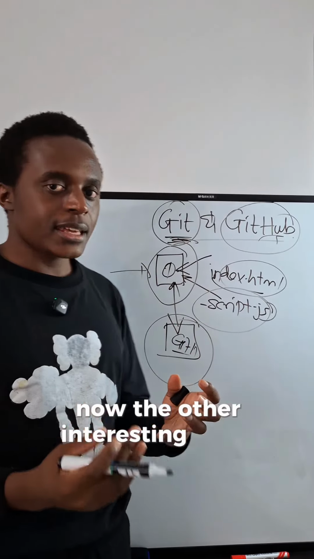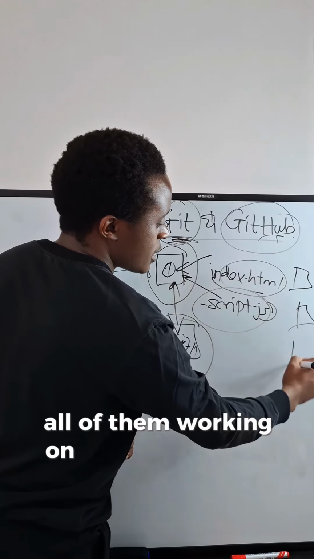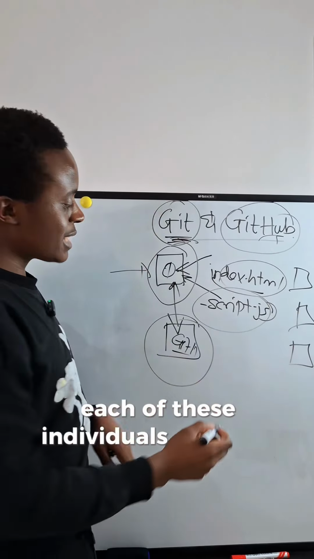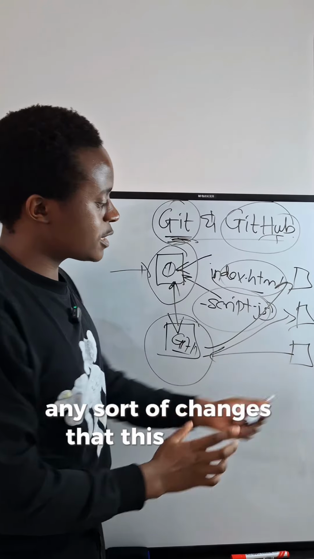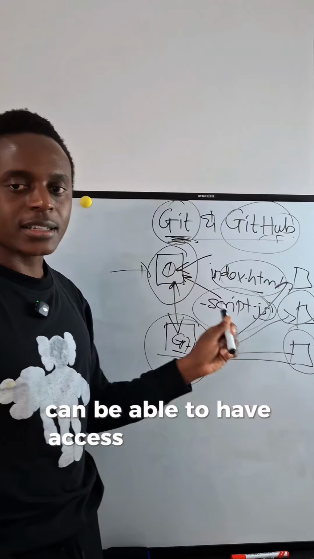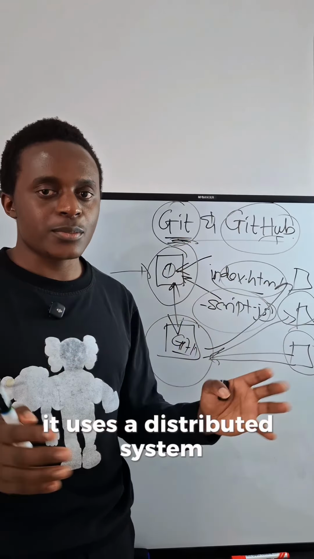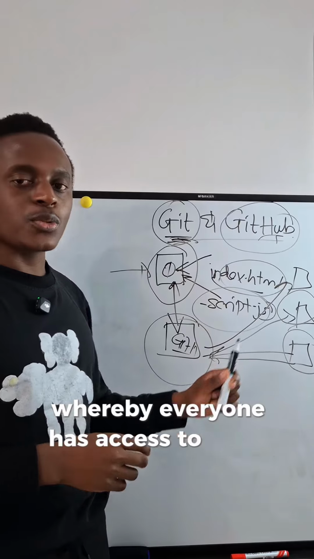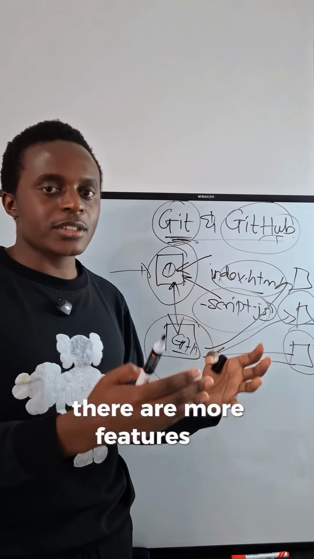Now the other interesting thing about this is that as much as there are, let's say 10 people, all of them working on the same project, each of these individuals has the same version of the repository. So any changes that this person pushes to the main repository, this other person can have access to the same change. And that is the good thing about Git. It uses a distributed system whereby everyone has access to what every other person also has access to. It's a lot more complex. There are more features to understand on this.